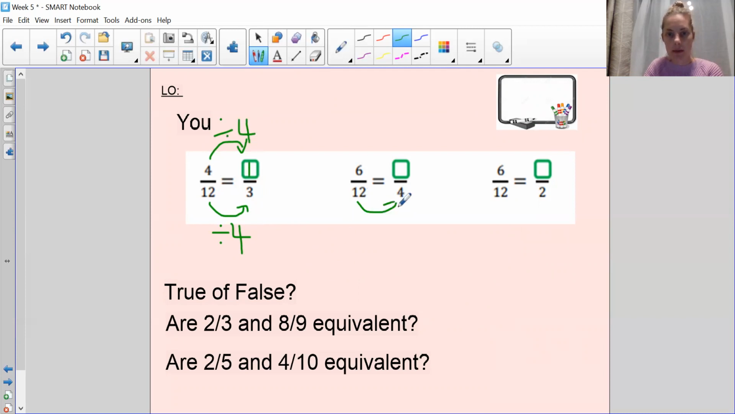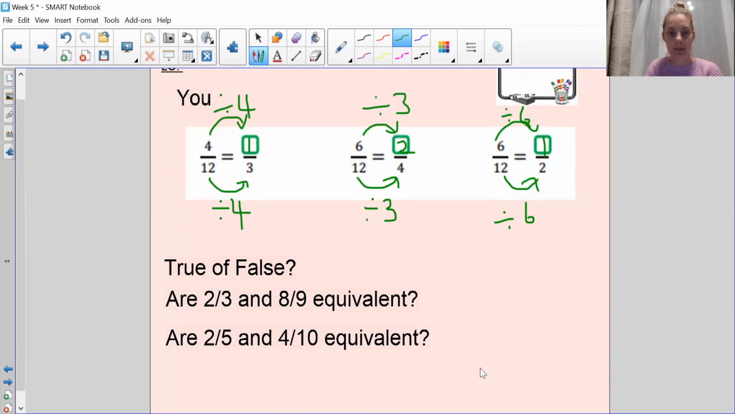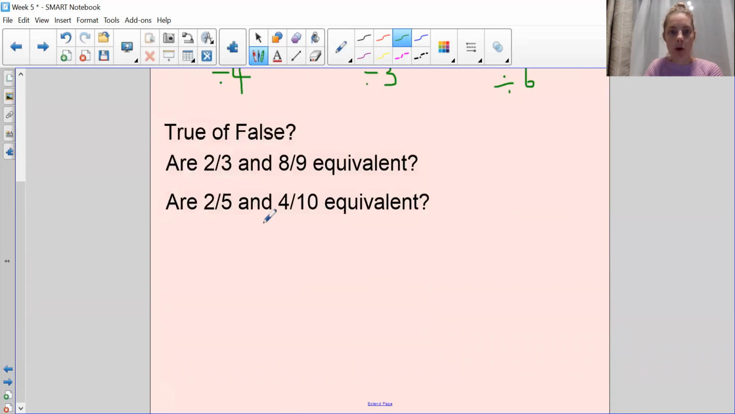6 to 12, I'm dividing because I'm going from big to small, and I'm dividing it by 3. So whatever I do to the one number, I need to do to the other, and that is going to be 2. And I've got 6 to 12, so I'm going to be dividing it by 6. Whatever I do to the one number, I need to do to the other number, and that's going to be 1. Okay?